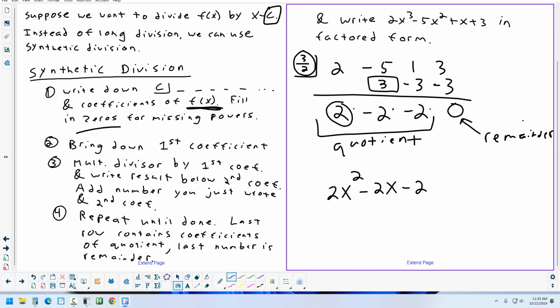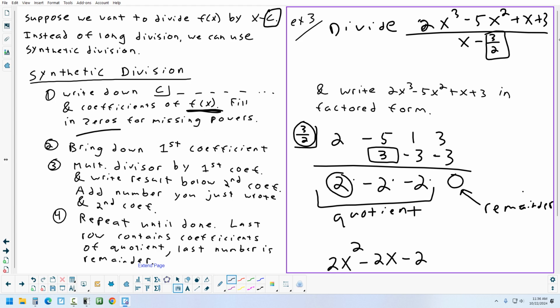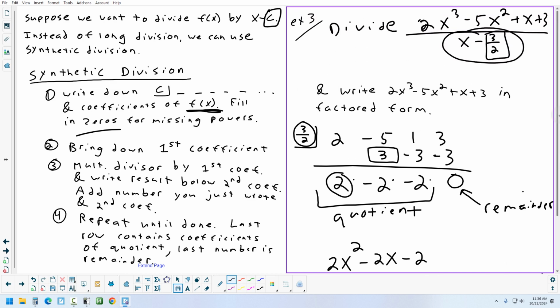So since I got a remainder of 0, what does that mean about x minus 3/2? It is a factor. So because it's a factor, we can factor the problem. So take the original problem, 2x cubed minus 5x squared plus x plus 3, and let's factor it. We know x minus 3/2 is a factor.